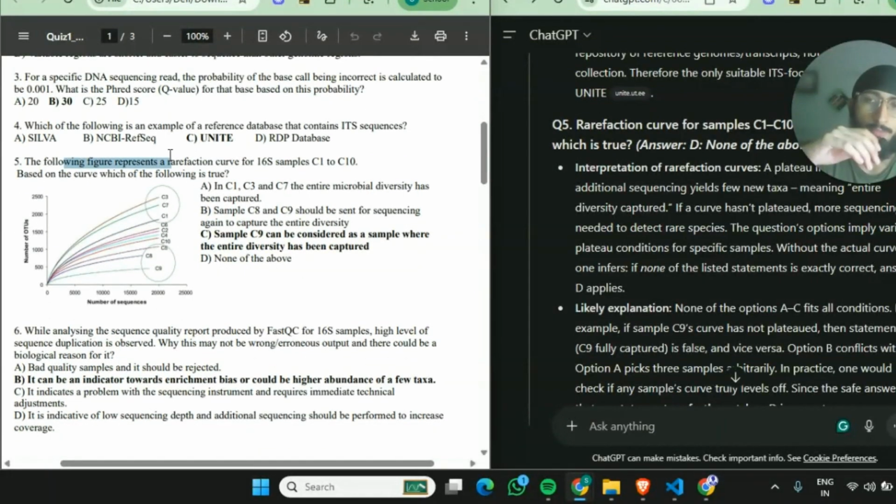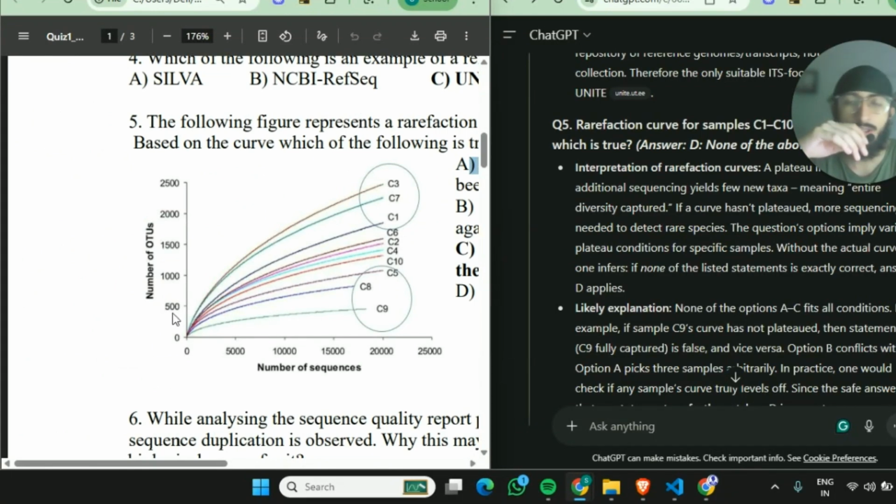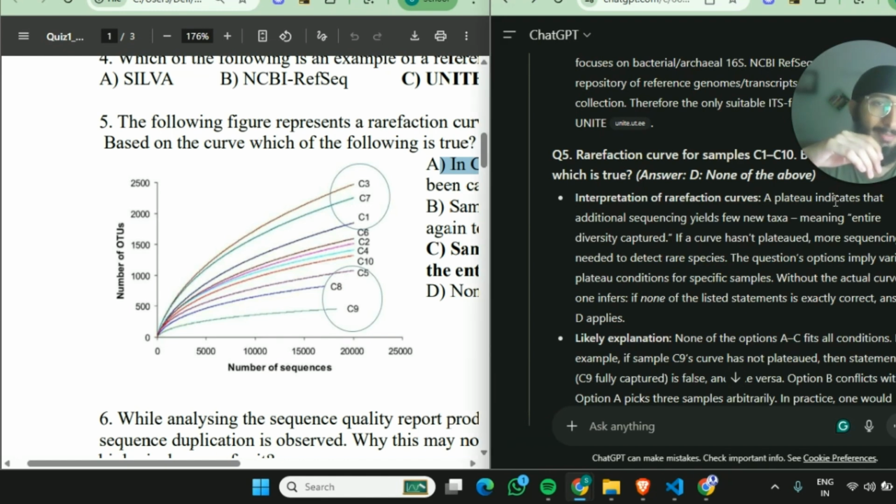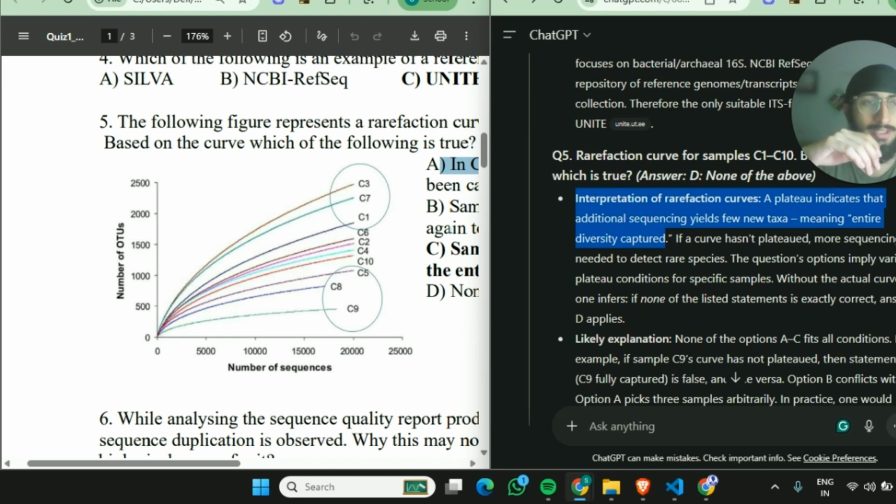Moving on, we have the following figure, which represents a rarefaction curve of 16S samples C1 to C10. Based on the curve, which of the following is true? Let us first interpret the graph. It has number of OTUs on the y-axis and number of sequences on the x-axis. A plateau indicates that additional sequencing yields few new taxa, meaning the entire diversity has already been captured. That means it has become constant. If the curve is plateaued, additional sequences would yield only very few new taxa. The entire diversity has already been captured, right?